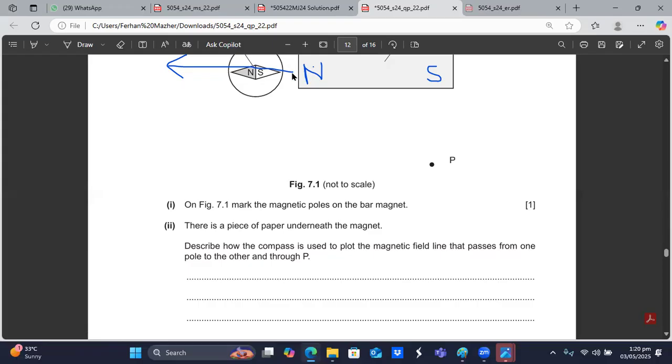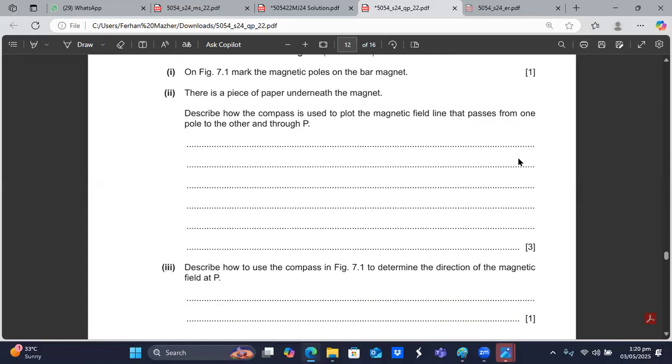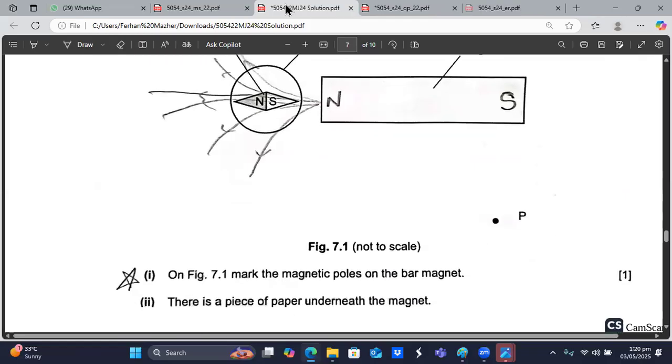Then you can join these dots which are on the paper, and they will go from north, pass through the P, and go into the south. So this is how I just described. It's a 3 marks question. So let's see how Miss Aima has written this.